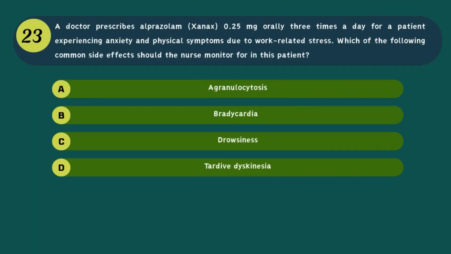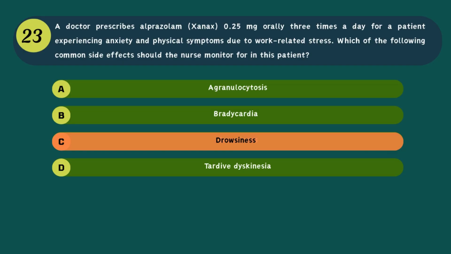Question 23. A doctor prescribes alprazolam, Xanax, 0.25 milligrams orally 3 times a day for a patient experiencing anxiety and physical symptoms due to work-related stress. Which of the following common side effects should the nurse monitor for in this patient? A. Agranulocytosis. B. Bradycardia. C. Drowsiness. D. Tardive dyskinesia. Correct answer: C. Drowsiness.